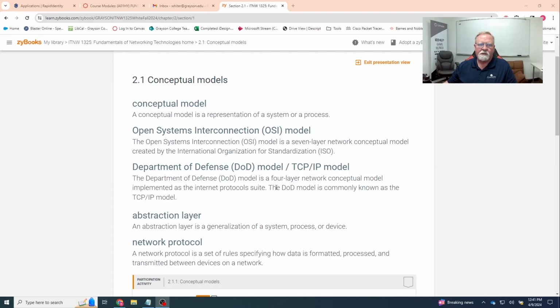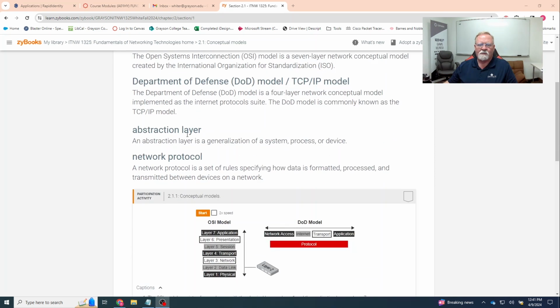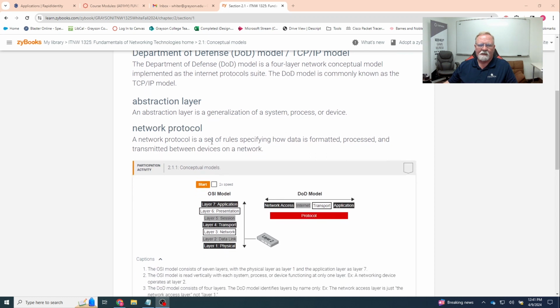Okay, so here we are, section 2.1, conceptual models, the vocabulary you need to be concerned with, and that's the main part of this, is the vocabulary for this early introduction. A conceptual model is a representation of a system. The open systems or OSI model is the one we talked about, a 7-layer network conceptual model, and then the DoD model is a 4-layer network conceptual model. Abstraction layer we'll talk about. That is a generalization of a system. And network protocol, those are the rules that apply to a network, how data is formatted, processed, and transmitted.